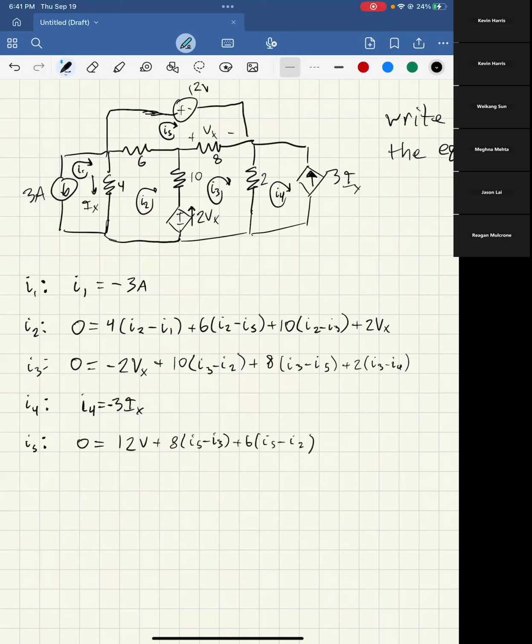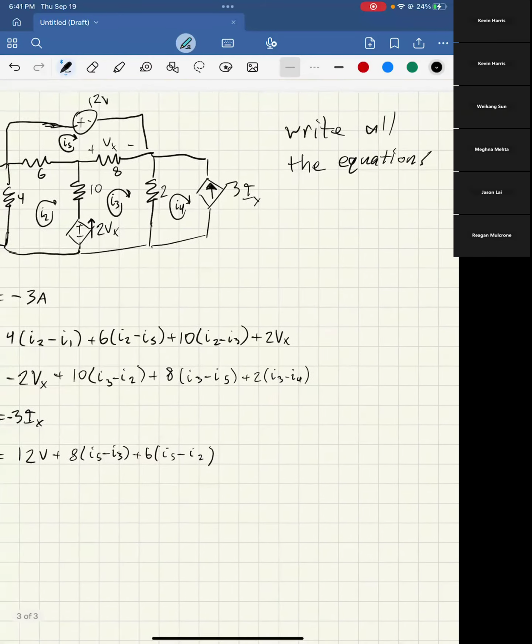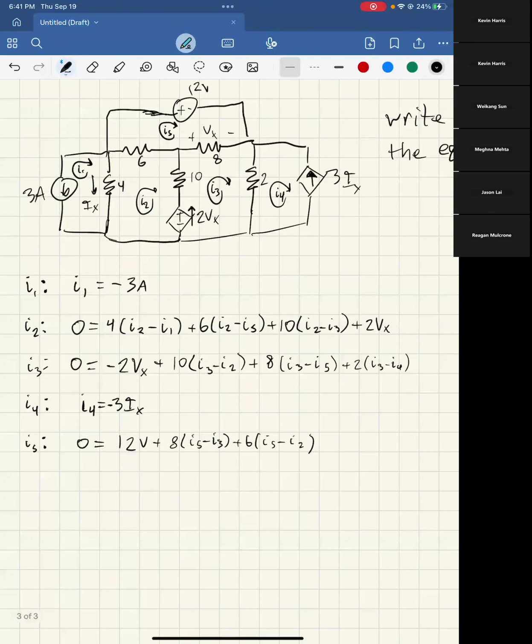And so you might stop there and think, okay, that's enough equations to solve everything, but it says all equations necessary to solve the circuit in the question. I didn't really write that well, but when you're doing this, right, we have 5 equations, but we have like 7 unknowns right now because we also have that Vx and Ix. So we just have to define those real quick.